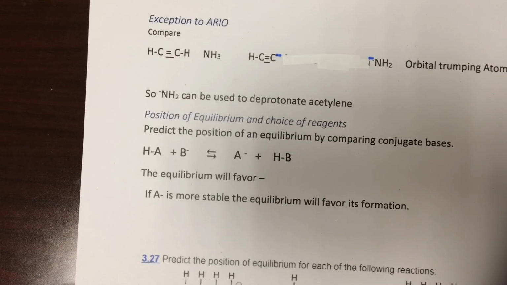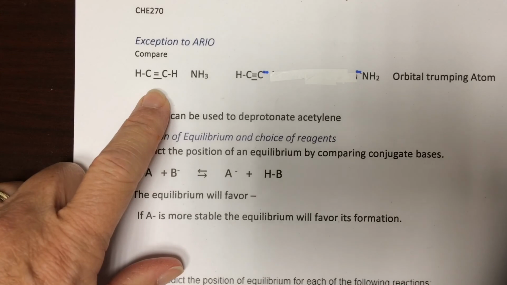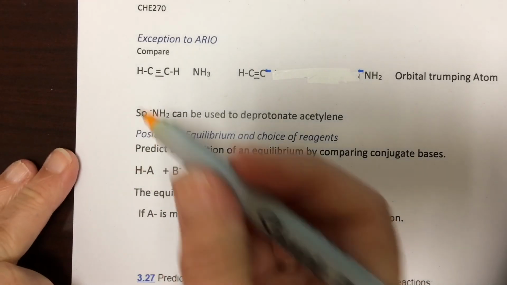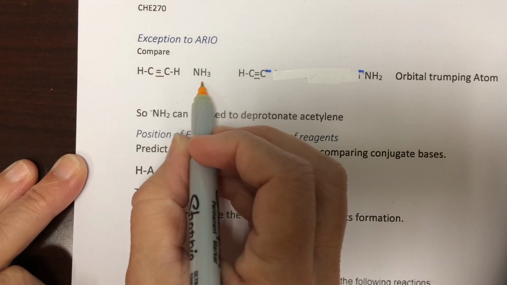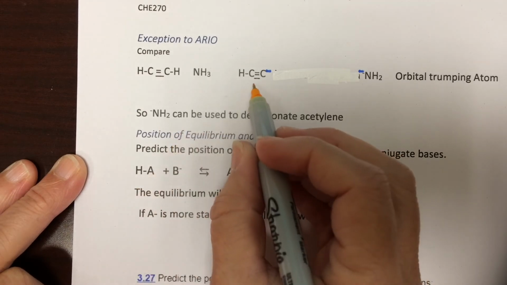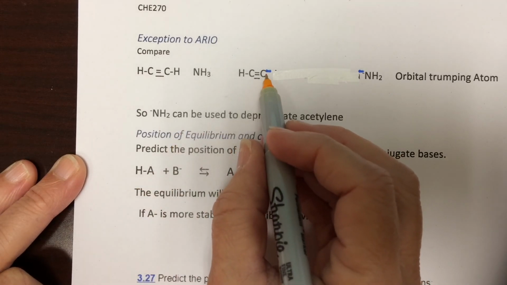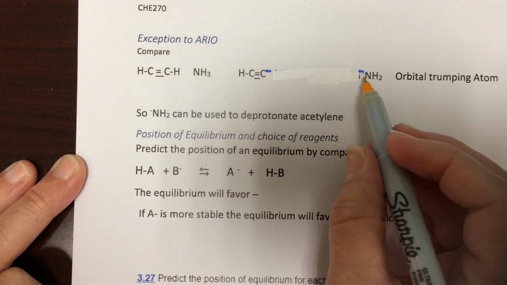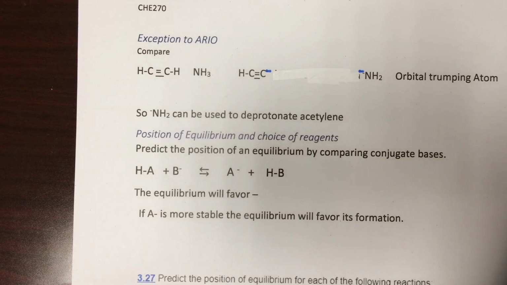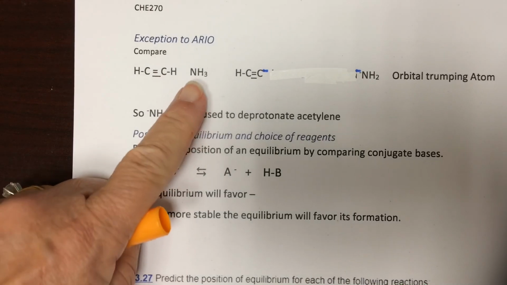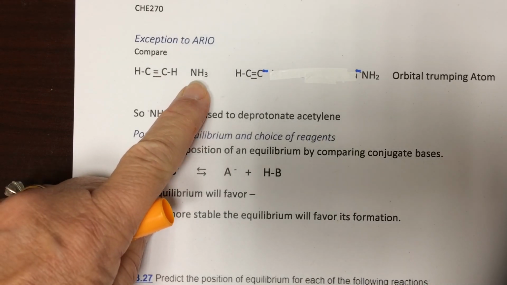There is one exception that I want to talk about, and it's because we actually use this reaction. If we compare acetylene, and this is supposed to be a triple bond is what I'm trying to express here with the equal signs and the underline, acetylene and ammonia, we make the conjugate bases. We end up with this, with a negative charge on a carbon and a negative charge on the nitrogen. Your rule says that the nitrogen is more electronegative, and so it would be more stable, and so ammonia should be a stronger acid. Okay?